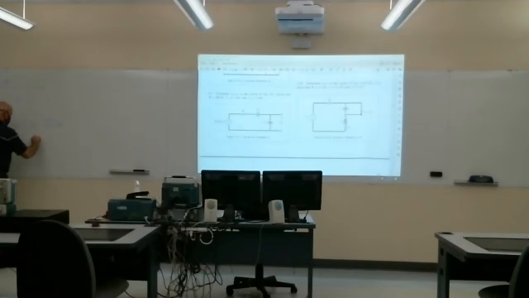What's VI of S? If VI is 50 delta t, it's just 50, right? The Laplace transform of delta t is just 1.